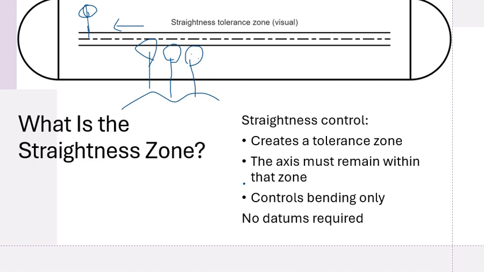So straightness control is going to create a tolerance zone, and the axis has to remain within that zone. And it will definitely control the bending only. Of course, we do not need the datum, so we only have two boxes in our control frame. Here let's just make up a tolerance zone like this. So this gap is 0.1, we just made that up. So your actual straightness has to stay in there.